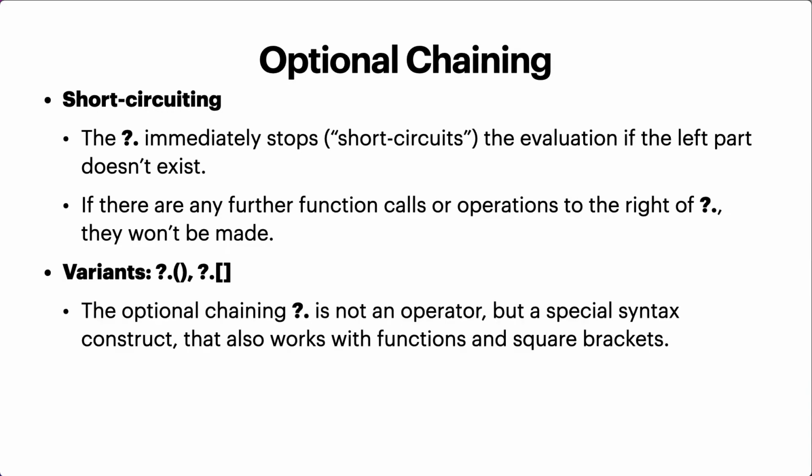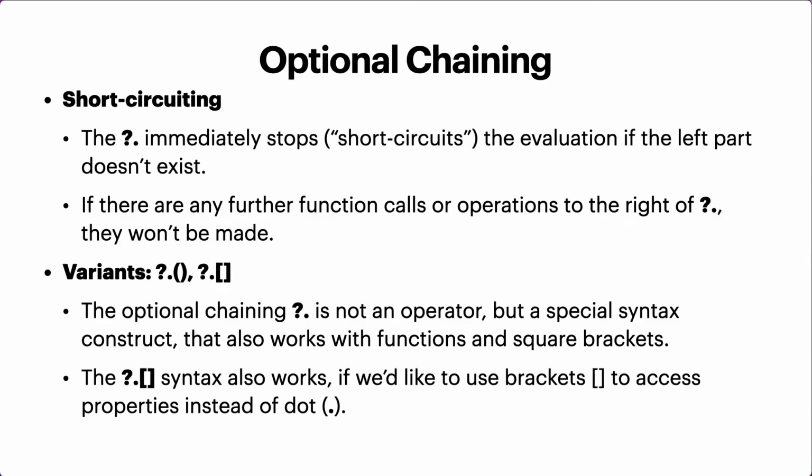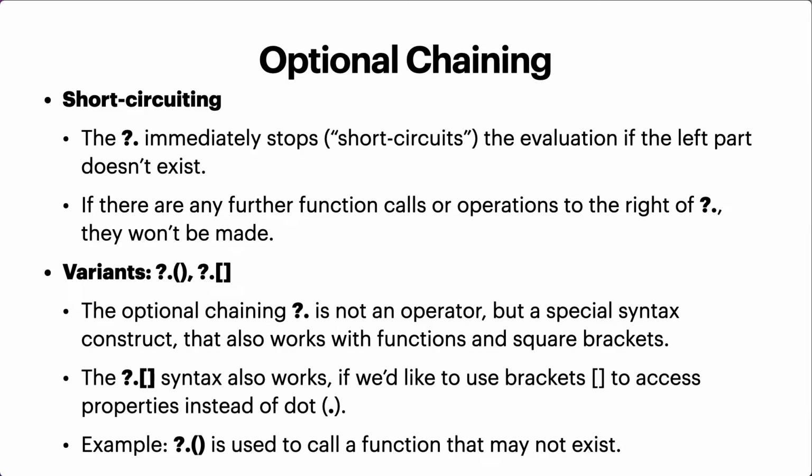So the optional chaining is not an operator, but a special syntax construct that also works with functions and square brackets. For example, the syntax with the square brackets also works if we would like to use brackets to access properties instead of the dot operator in objects. In here, this syntax is used to call a function that may or may not exist.